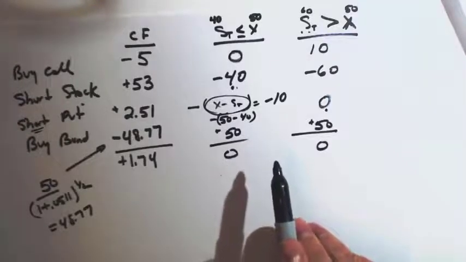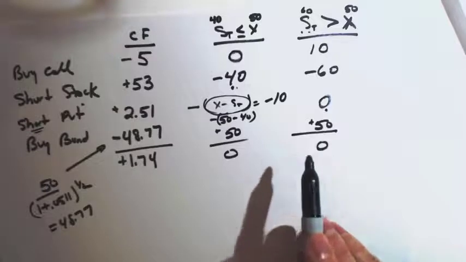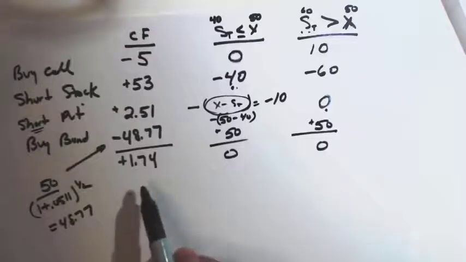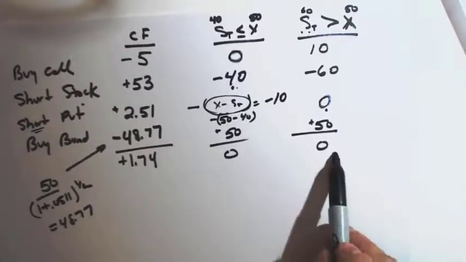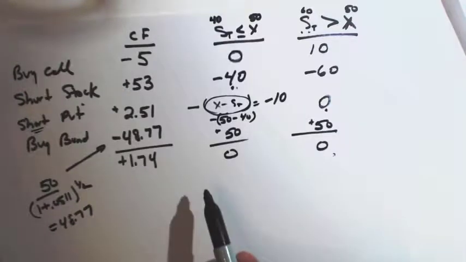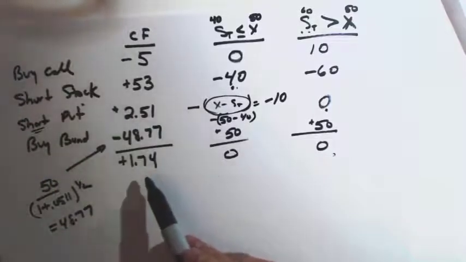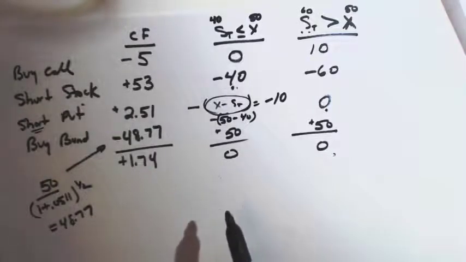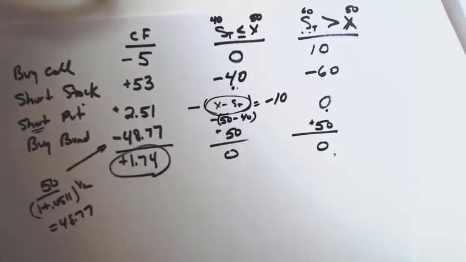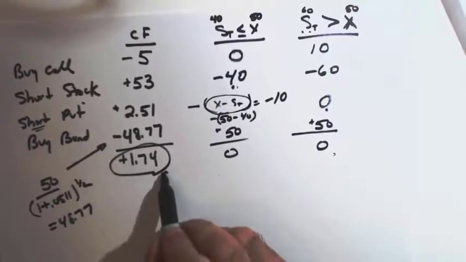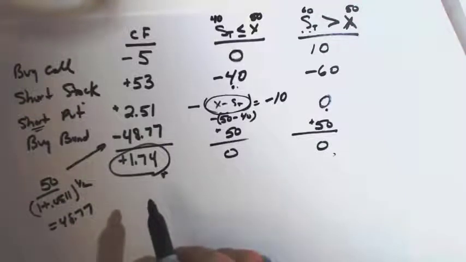We don't owe anybody anything. But we collected $1.74 with no obligation behind it. That's a pretty sweet opportunity. There's no risk. We collected $1.74 and didn't have to do anything. That is put-call parity. That is a violation of put-call parity. It's a violation of $1.74. That should not happen in an efficient market.